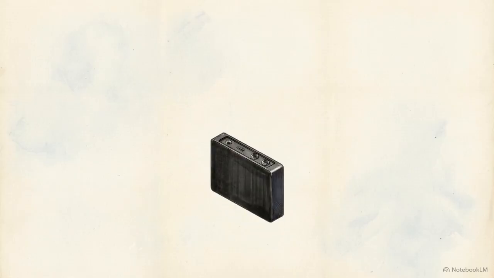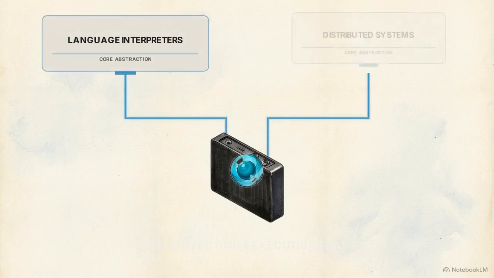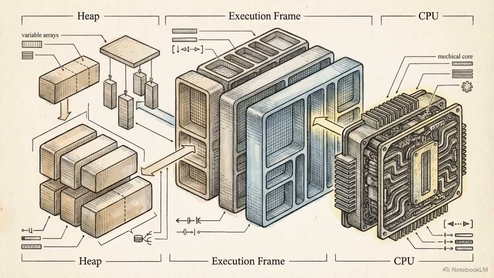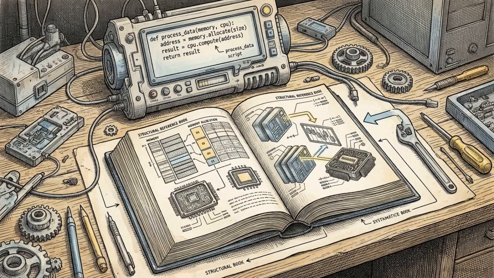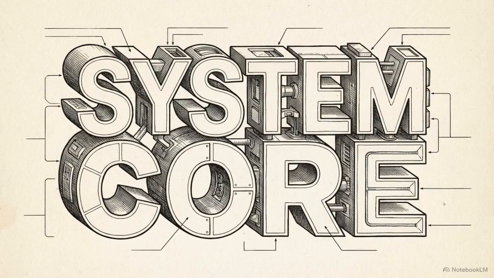The mechanics of execution frames and pointer injection are the core foundations used to build language interpreters and distributed task systems. Tracing the path from heap allocation to CPU register provides the technical context needed to understand how programming languages and high-performance systems are actually constructed.